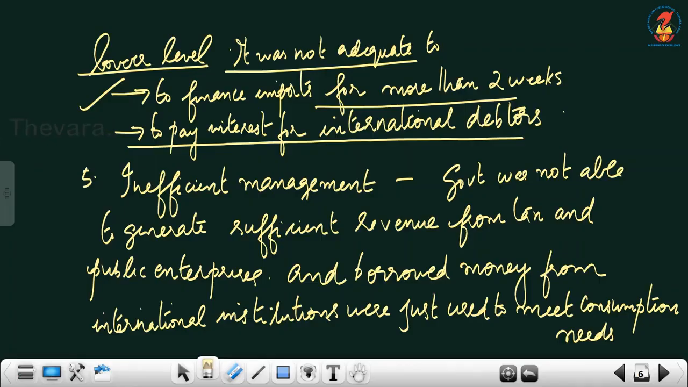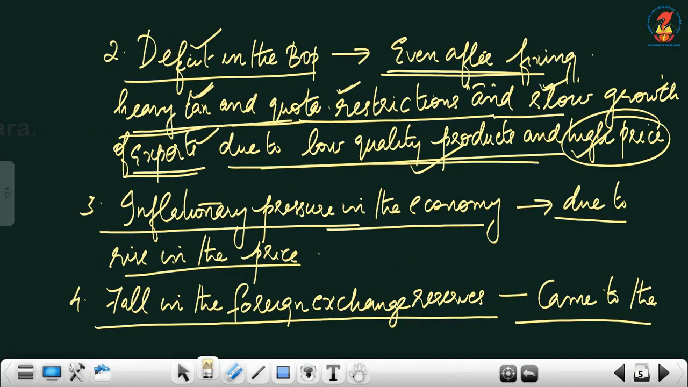So the fourth reason is the fall in the foreign exchange reserves. There were no sufficient reserves with India to make payment even for the imports and for international debtors.